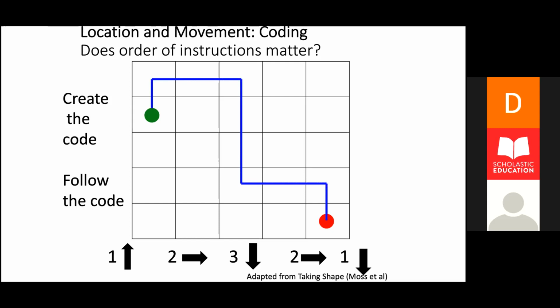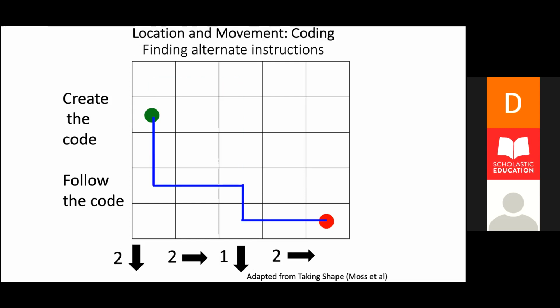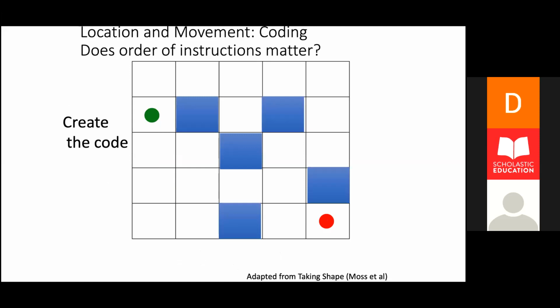This is how they're really going to understand whether the coding works or not, because if the instructions aren't going where they're supposed to take them, then they know they have to adjust them. You can get them to find alternate ways to the same place. You can say to them, let's switch up the order of the code. Let's see if the code still works if we have it in a different place. In a lot of cases, you can create barriers in your grid. And in this way, the code will make a difference. The order will make a difference.